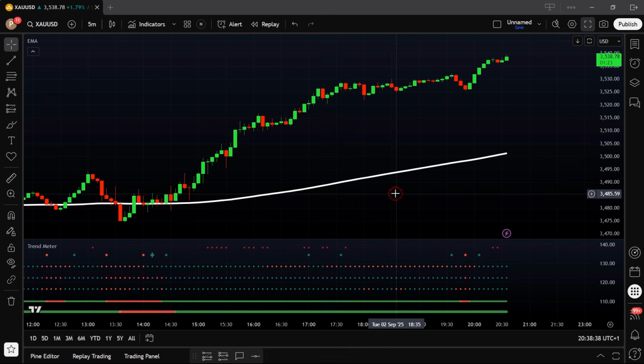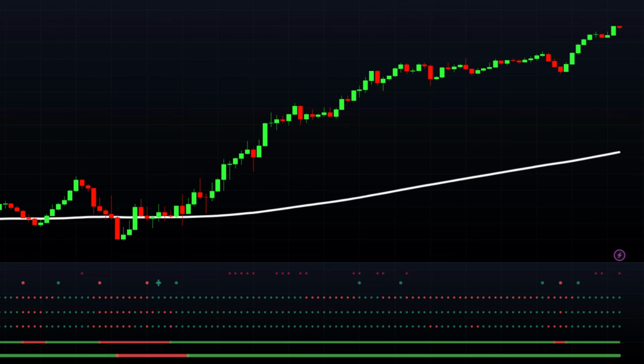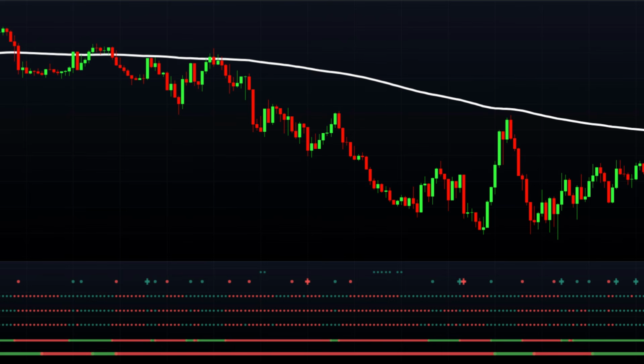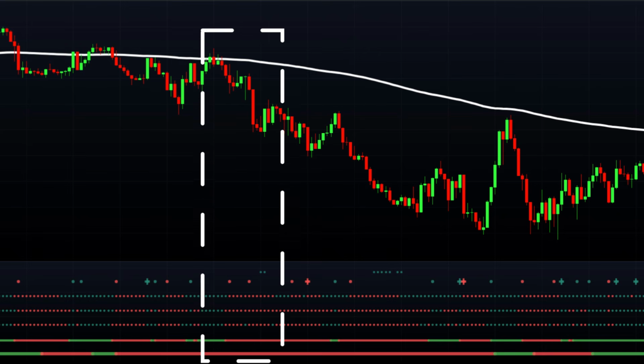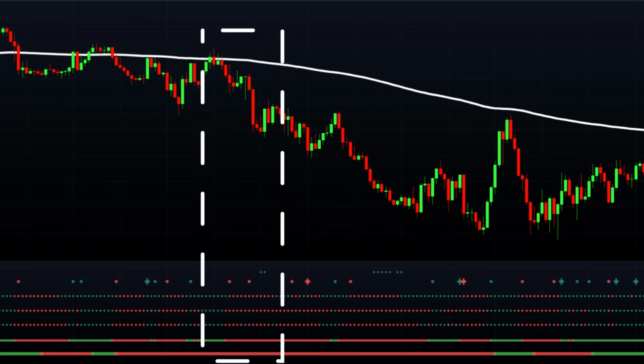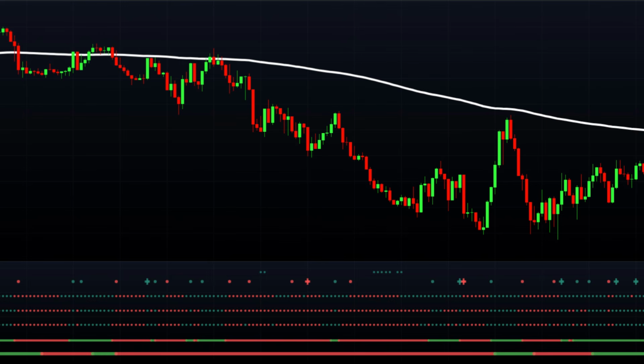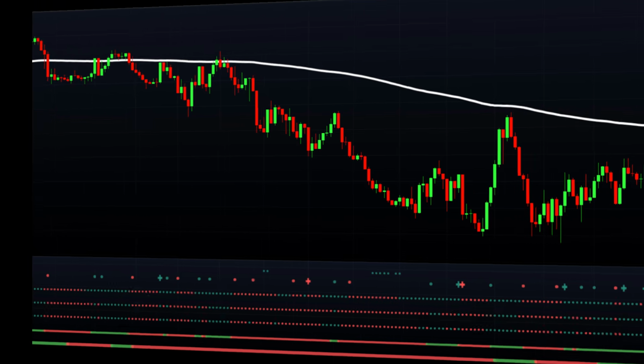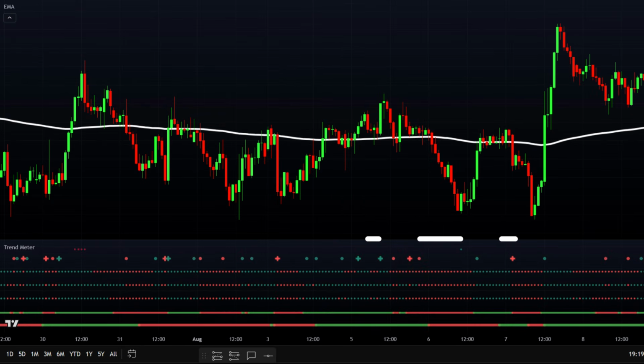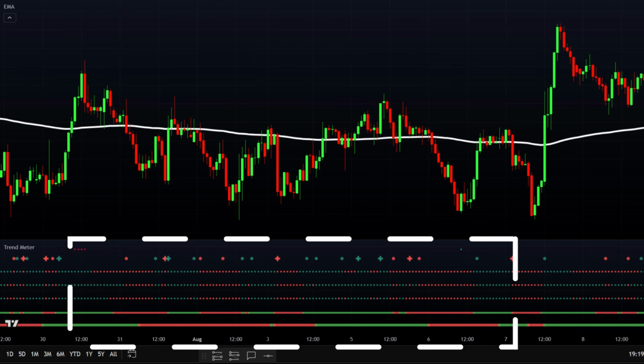Here's how we use it. After the price crosses our 120 EMA, we look to the trend meter for confirmation. For a buy signal, we want to see 3 green dots and a solid green line at the bottom. For a sell signal, we need 3 red dots and a solid red line. This simple check ensures we're not trading against the underlying momentum, instantly filtering out a huge number of false EMA crosses. See this fake sell signal here? The trend meter never turned red, keeping us out of a bad trade.